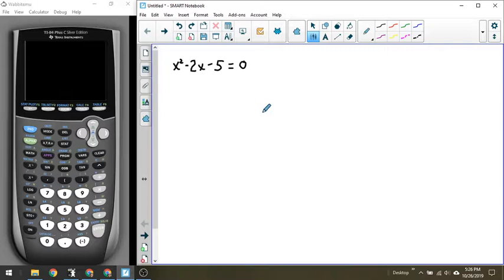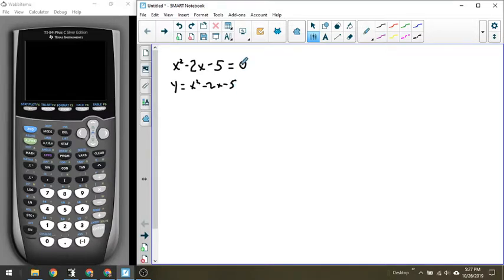3.5.5, we're going to find the zeros, or find the solution to this quadratic, by graphing it in the calculator and using the calculator's zero function to find it. So the start is the same way. I'm going to rewrite this as y is equal to x squared minus 2x minus 5.